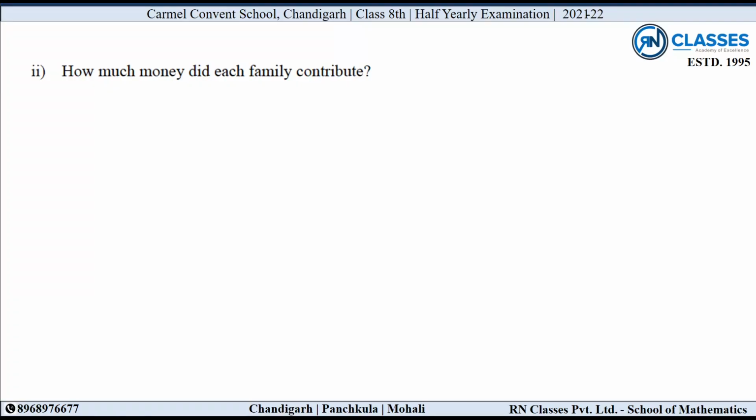Moving on to the second part. How much money did each family contribute? Okay, now we know the families, right? So let the money given by each family be equal to y. Each family donated y amount of money.